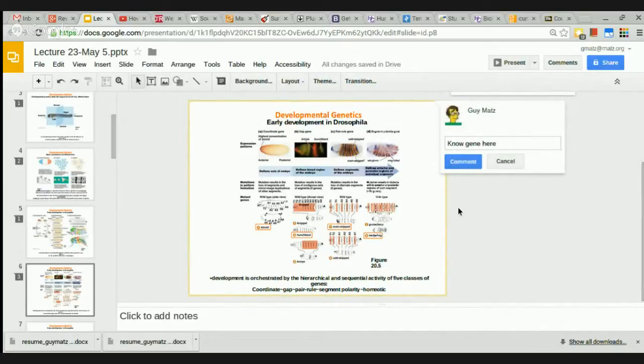And in which category these genes fall. So even-skipped, I spent some time on even-skipped, especially on the regulatory region, that's a pair-rule gene. Hedgehog, I spent some time on hedgehog. That's why I circled it. And it's a segment polarity gene.